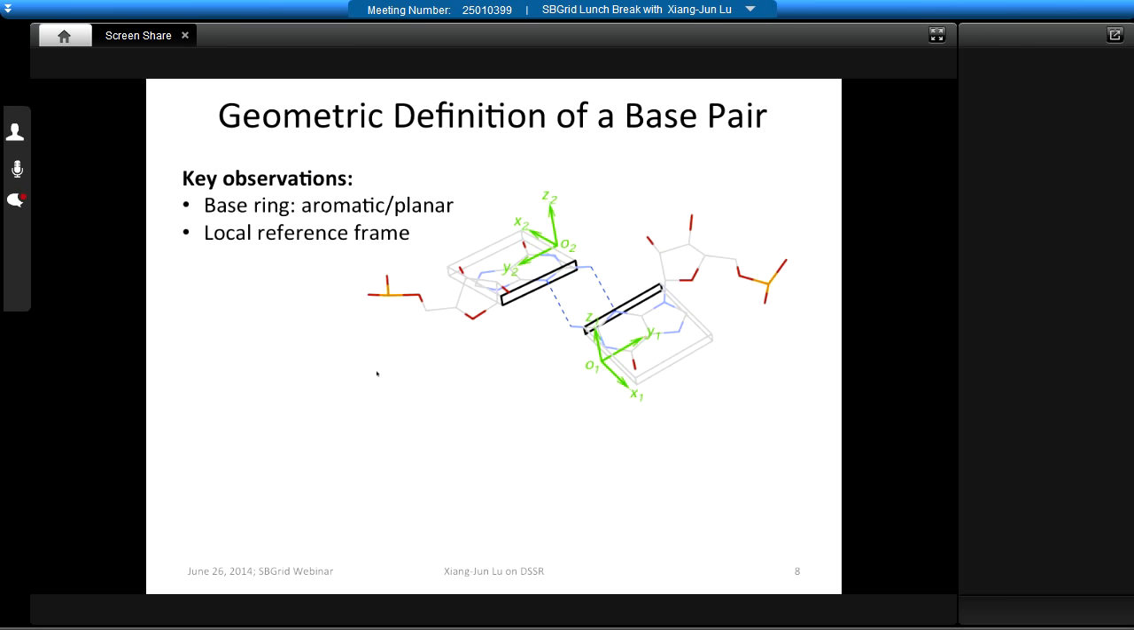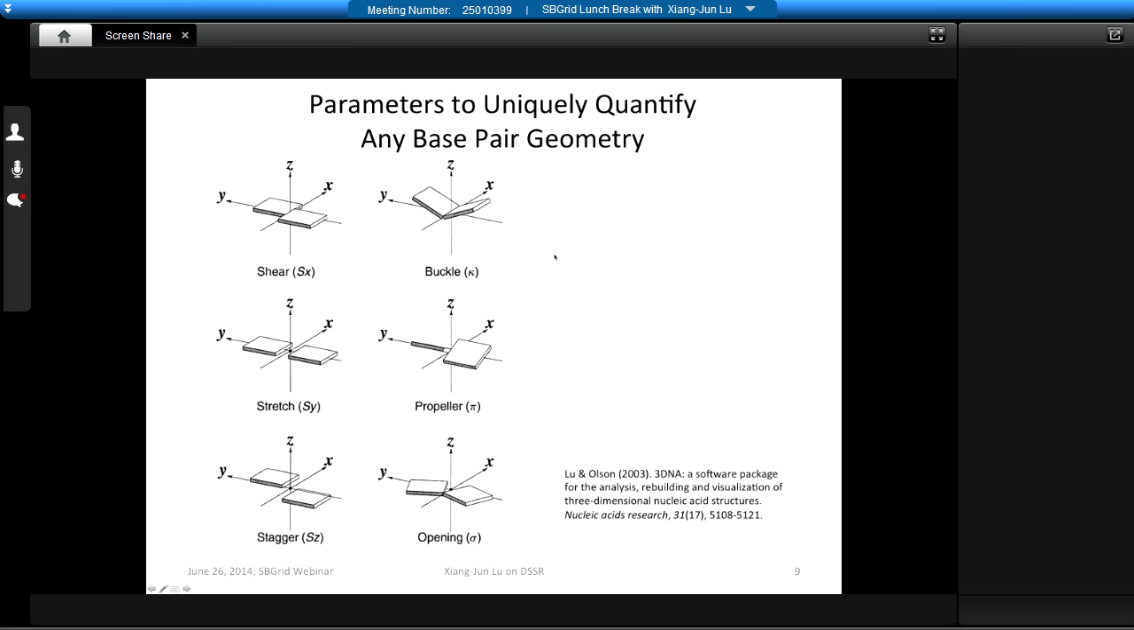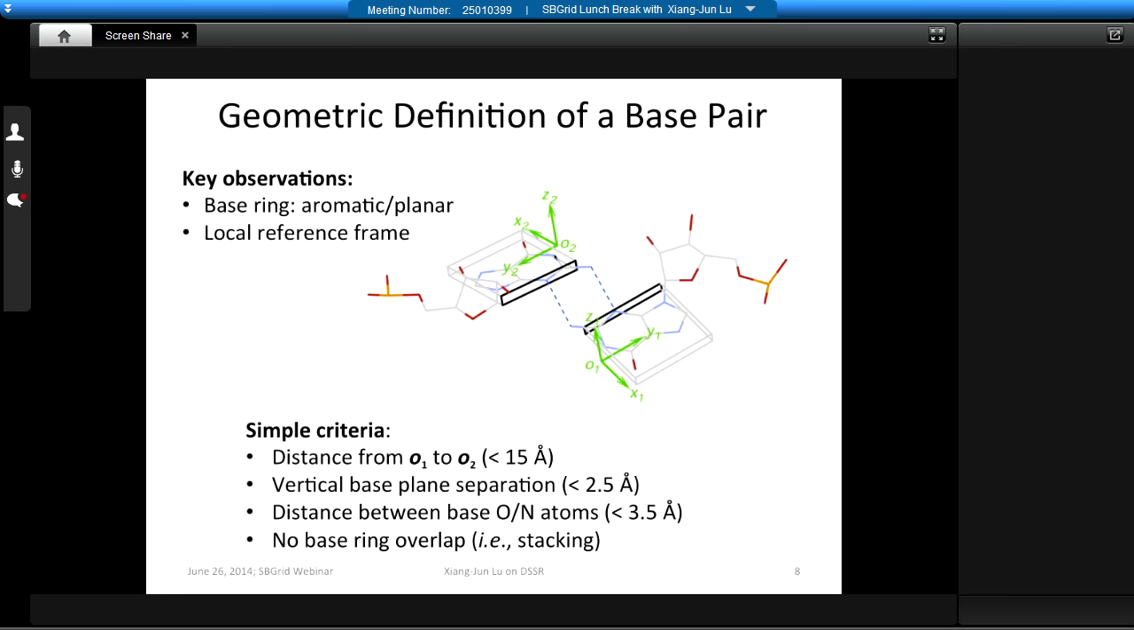So over the years, I have come up with a so-called geometry-based algorithm for base pairs. The key observation is that all base rings are aromatic, which have a planar geometry. I define a local reference frame here, and we can uniquely define its position and orientation in three-dimensional space.